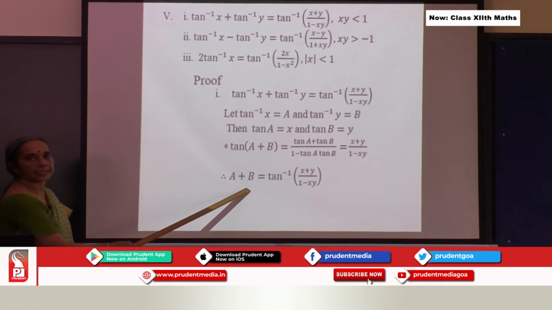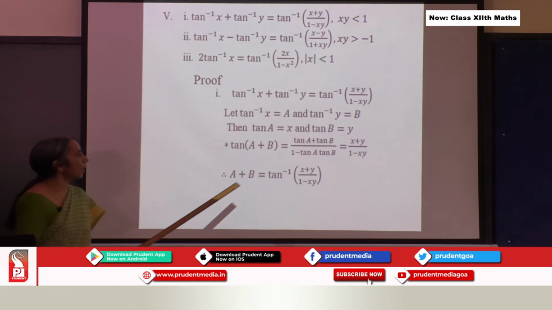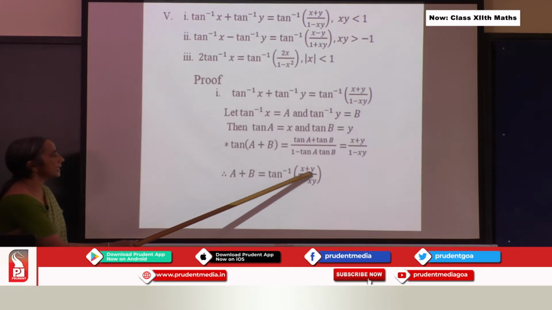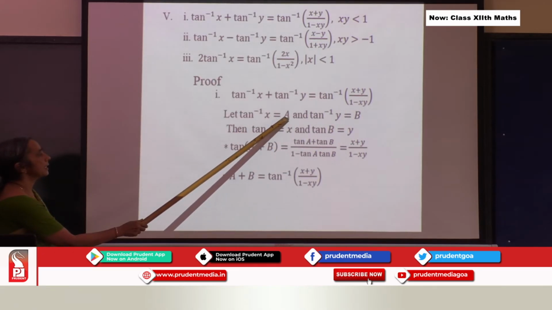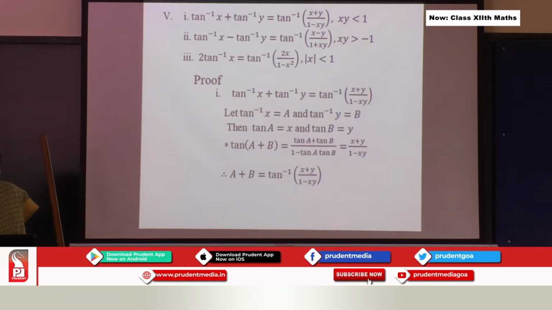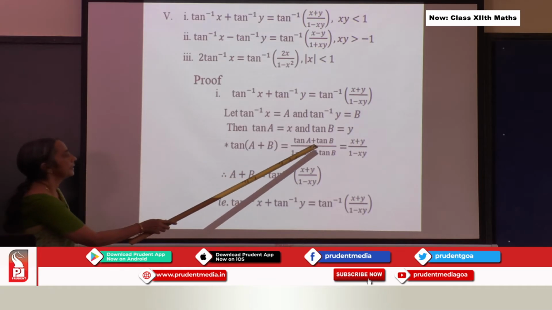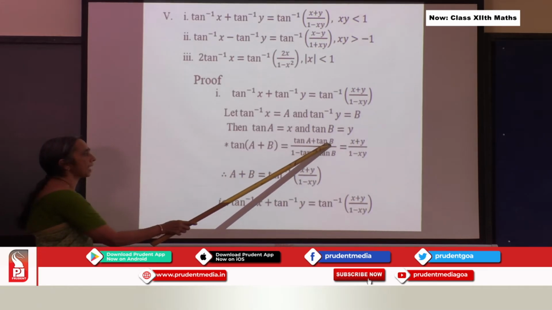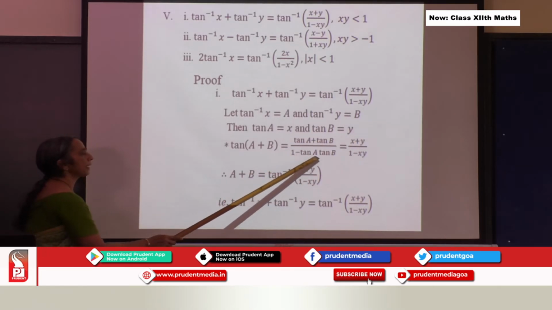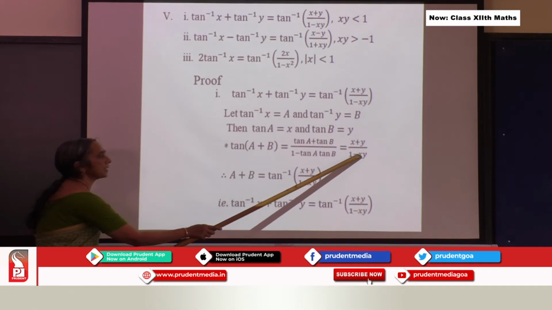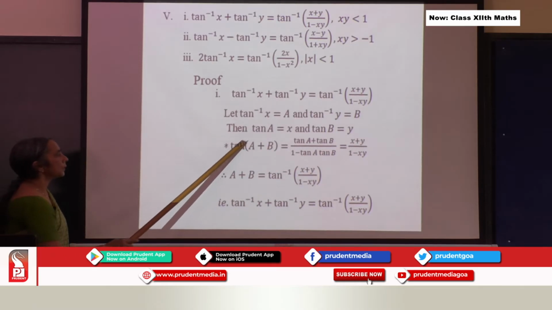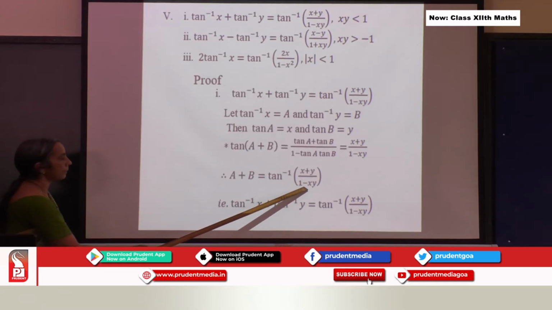Therefore, A plus B is tan inverse of x plus y upon 1 minus xy. We are substituting back for x and y. Here x is tan A, y is tan B. Here I substituted for tan A and tan B. Tan A plus tan B upon 1 minus tan A tan B. Tan A is x, tan B is y, 1 minus tan A tan B, 1 minus x into y. So you are getting x plus y upon 1 minus xy. Therefore, A plus B is equal to tan inverse of x plus y upon 1 minus xy.